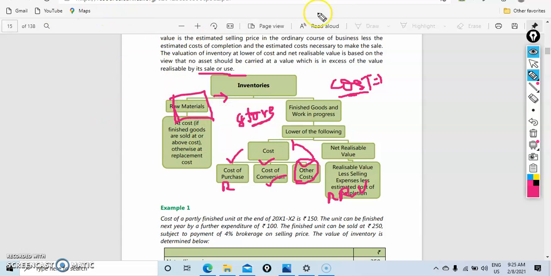Up to that, we will consider the other costs also as part of the cost, and in every question they will give you what the cost is. Suppose in this question we consider the cost to be 500.